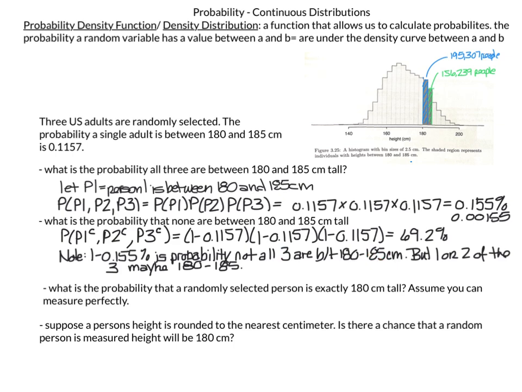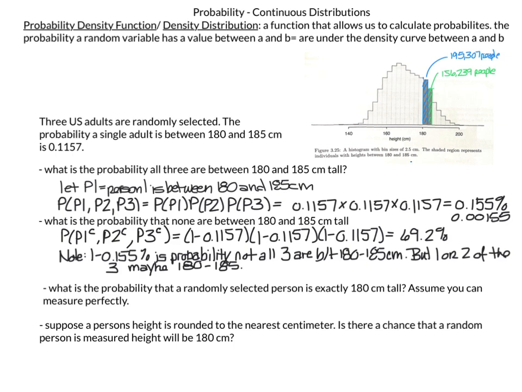But that means maybe 1 is between 180 and 185, or maybe 2 are between 180 and 185. So this probability here does not exclude the condition that maybe 1 or 2 are in this range. So if you want all three not to be between 180 and 185, that none of them are in there, you need to use this formula here.